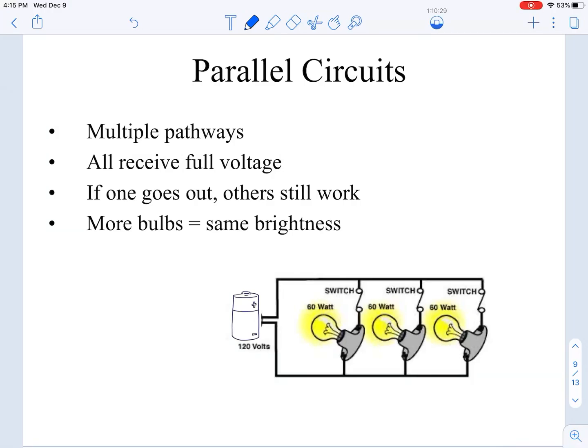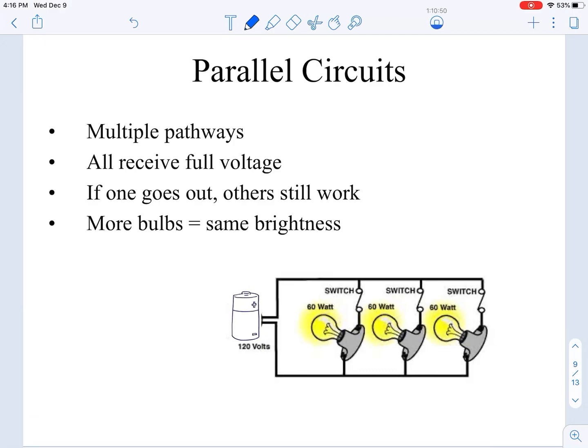Okay, let's talk about parallel circuits. Parallel circuits are going to be different from series circuits because they have more than one route for the electrons to travel. Now remember we said that our electrons are going to move out of the positive end of the battery and into the negative end, and they will only move if there is a complete path connecting the two.